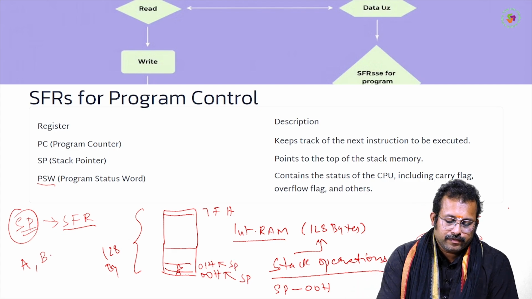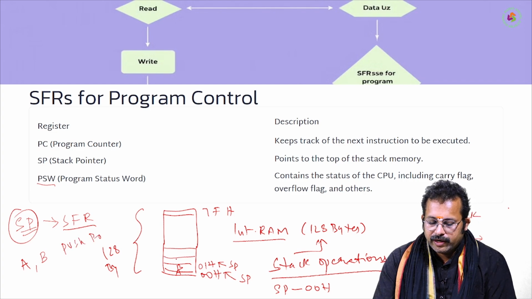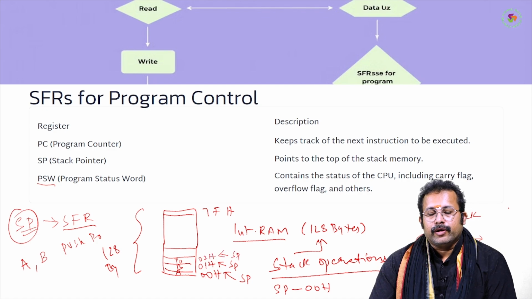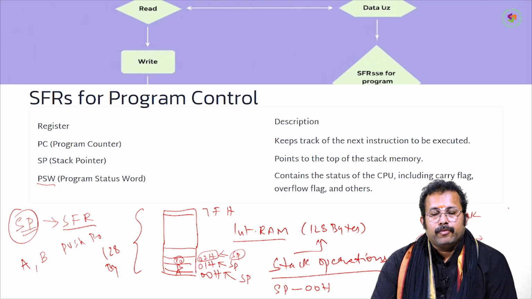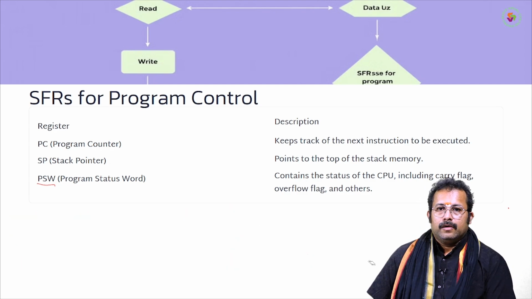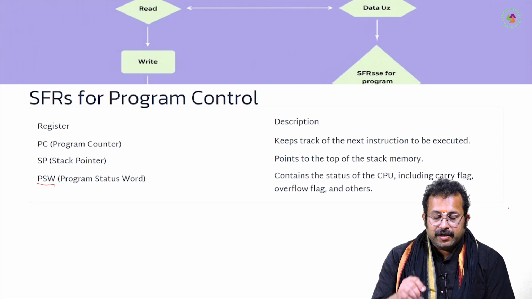If I use push port 0, the content will be present at 02H. This address is pointed out by the stack pointer. So at the moment, the top of the stack is 02H, and the last top of the stack will be the contents of port 0. So this is a general explanation for stack operations.